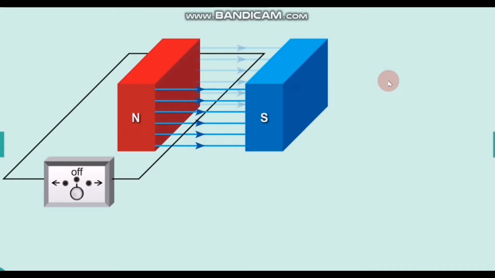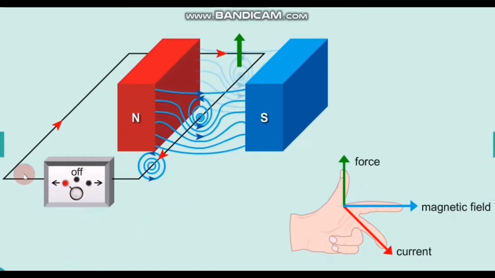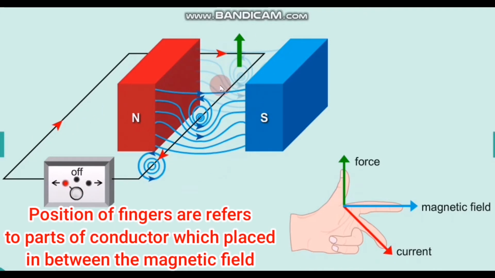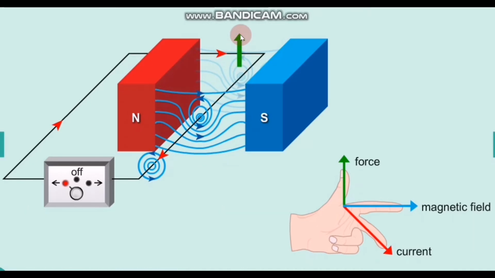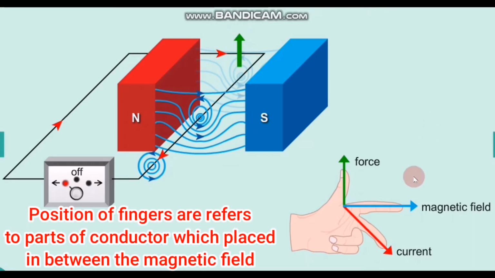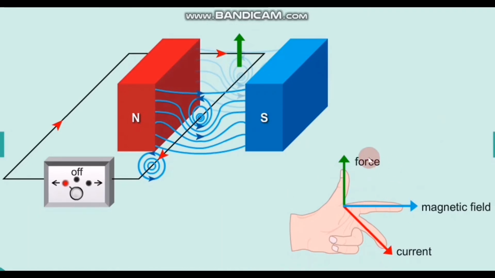And to have a further understanding of how to apply this rule, let's take a look at this animation. You may observe the changes in direction of force acting on this wire when I change the direction of current flowing through it. Okay, first, when current flows in this direction as shown by the red arrow, this is how the catapult field looks like. And you can see the force is now acting upwards, as shown by Fleming's left-hand rule here.